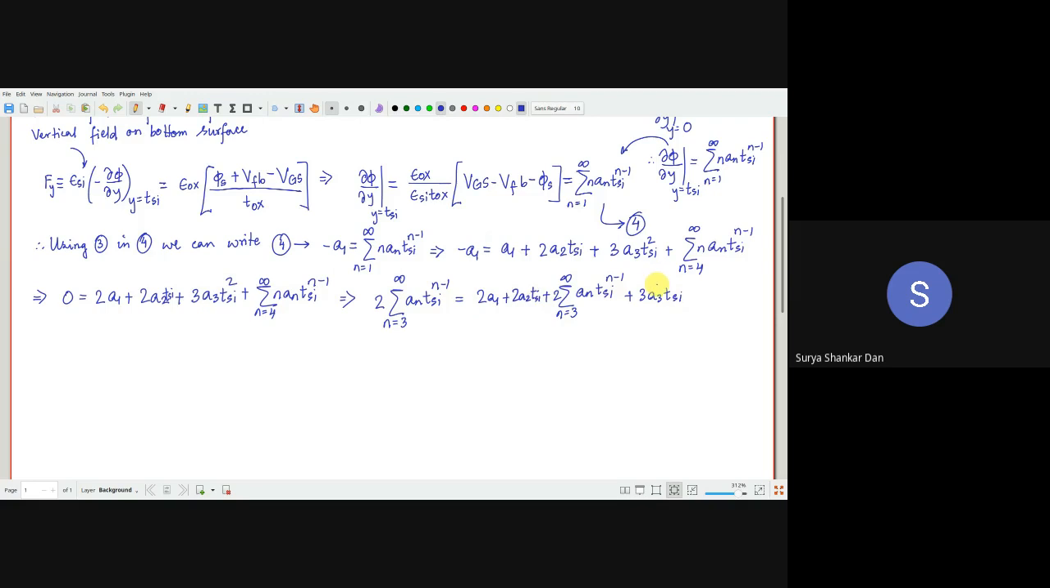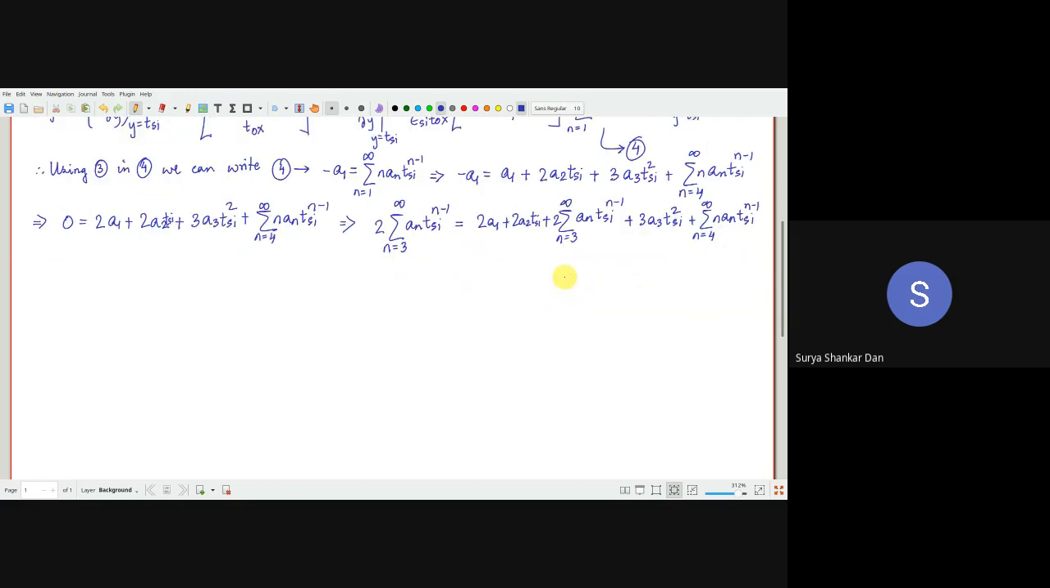tsi square plus the remaining. I have essentially added the same term here and here. So on the left hand side and the right hand side, we have added the same term.